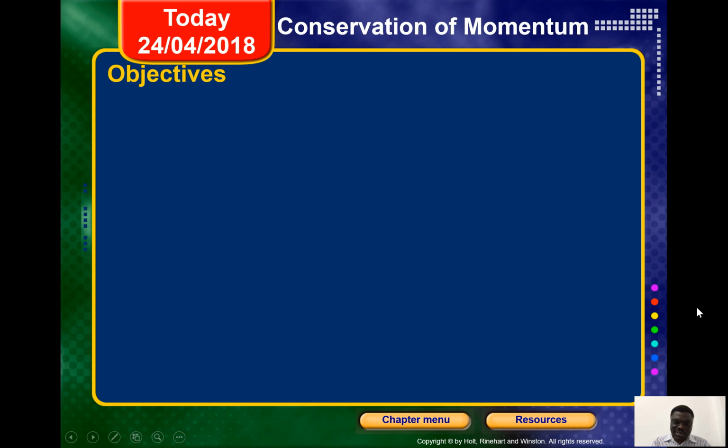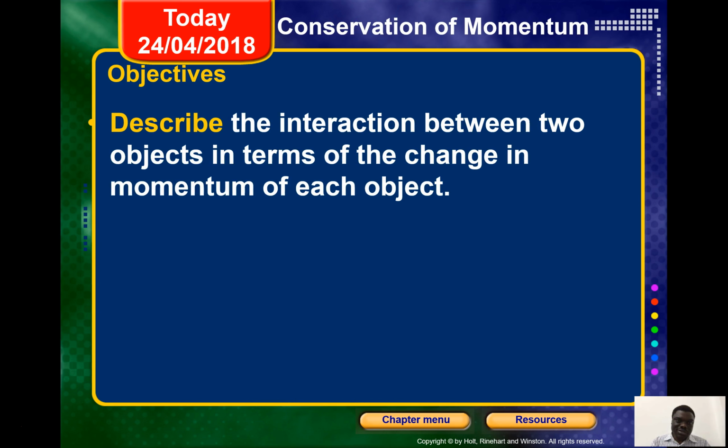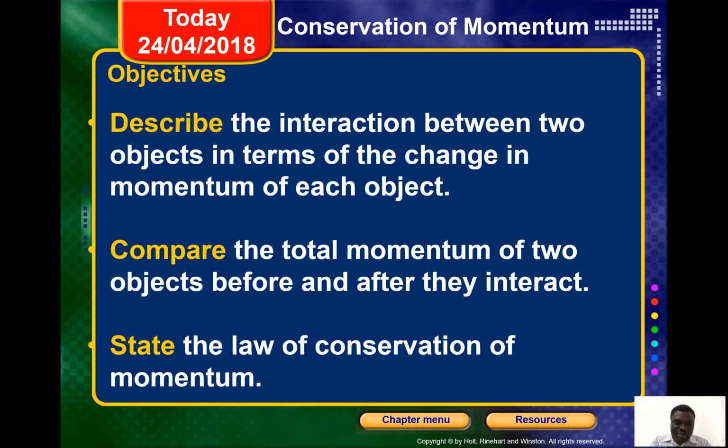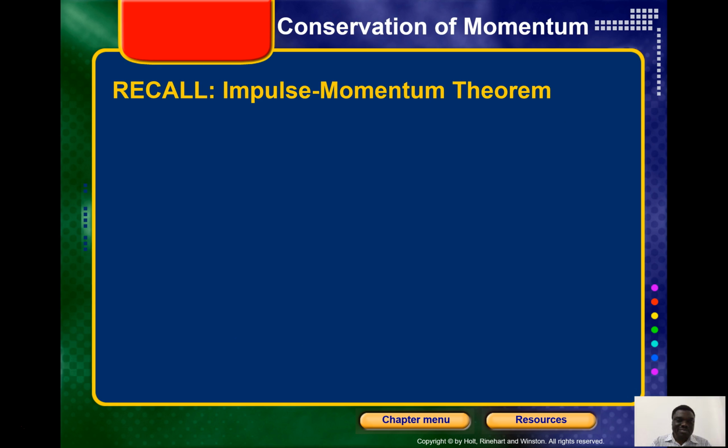So, what should you learn in this video? You should be able to describe the interaction between two objects in terms of the change in momentum of each object. Second, you should be able to compare the total momentum of two objects before and after they interact. And finally, and most importantly, you should be able to state the law of conservation of momentum.